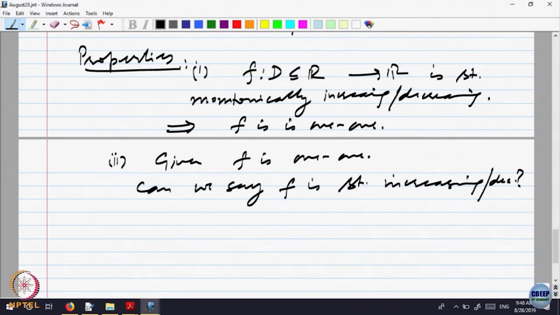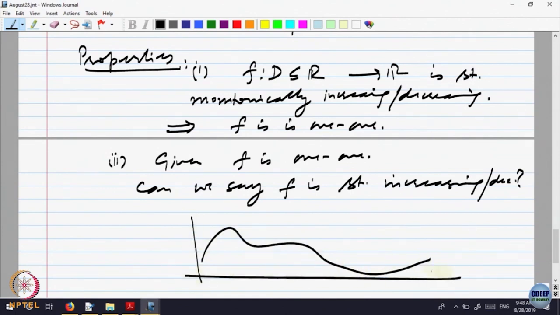Or any function could be anything, 1-1. The graph could be a weird function. So, this is the graph of the function, say on the interval a to b. It is 1-1. Every horizontal line cuts the graph only once. So, it is 1-1, if you just look at it geometrically. But it is not increasing or decreasing. Or if you want, you can make it more complicated. You can change the graph to something like this. Anything is possible, 1-1, but still it is not monotonically increasing or decreasing.